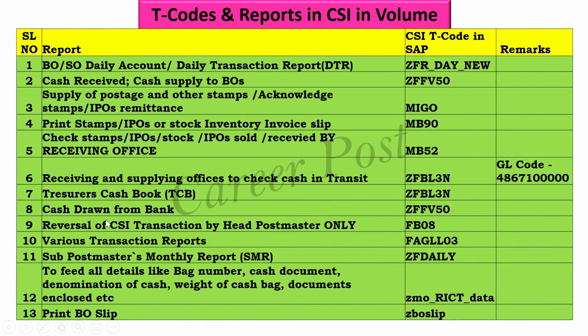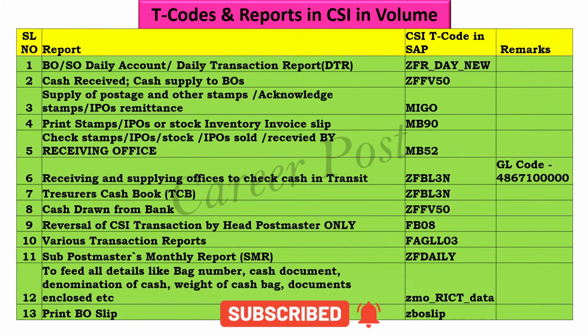And reversal of a CSI transaction is to be done by the head postmaster only. You should understand that for any CSI transaction at a later date, if it is a mistake or there is a change in it, you can reverse the transaction, but the sub postmaster cannot reverse it. A request has to be raised by the sub postmaster to the head postmaster, and the head postmaster is the only one competent to do a reversal of any transaction, even for the SO also. What menu will he use? It is FB08. The T code is FB08, through which he will reverse the CSI transaction on a later date at the request of the sub postmaster concerned.